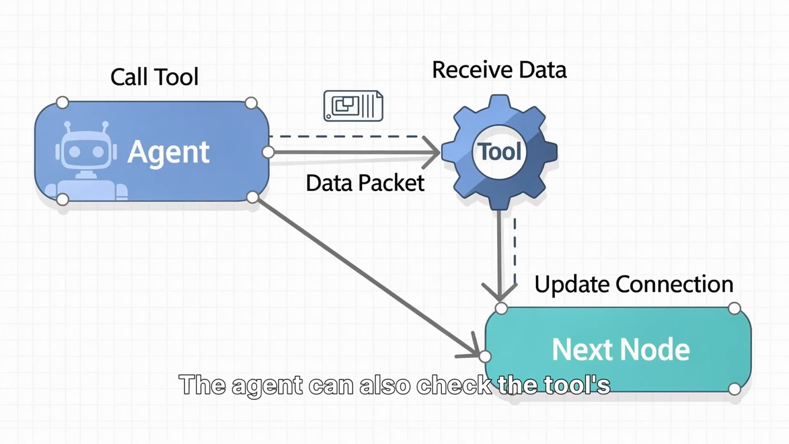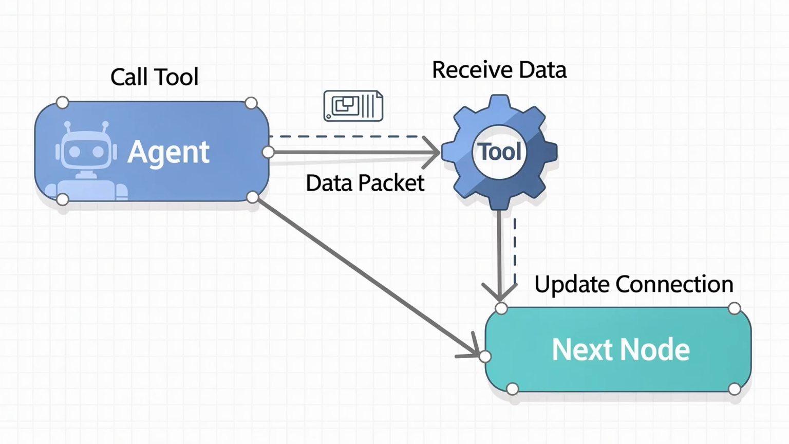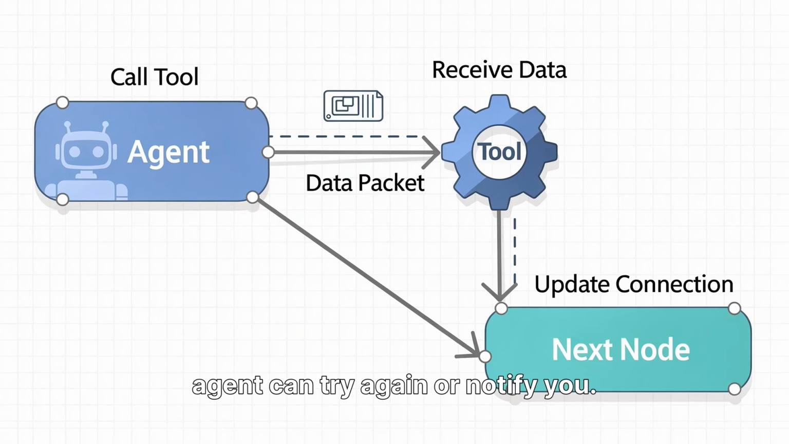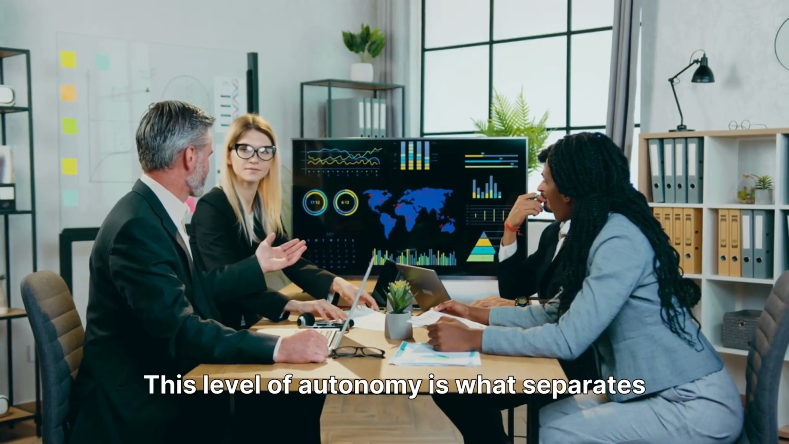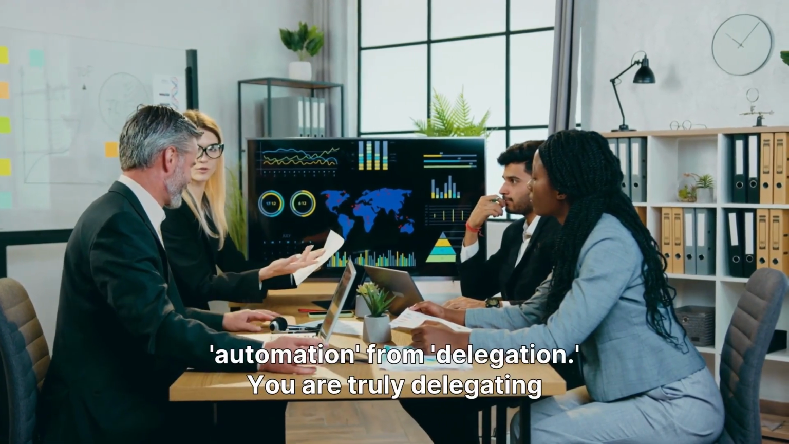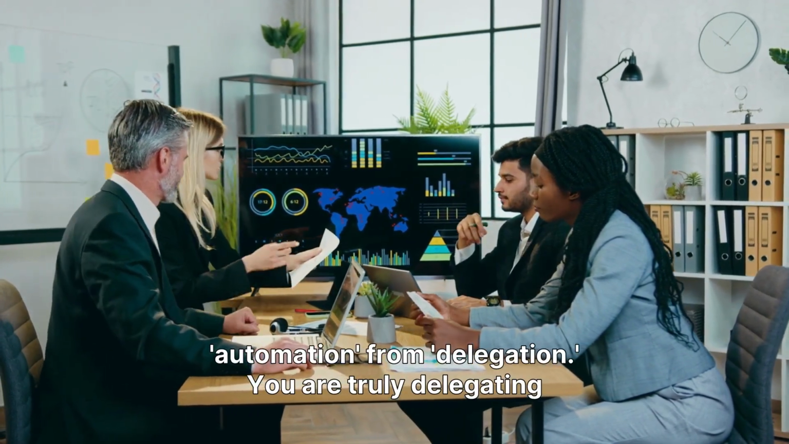The agent can also check the tool's output. If the Google Sheet update fails, the agent can try again or notify you. This level of autonomy is what separates automation from delegation. You are truly delegating the process.